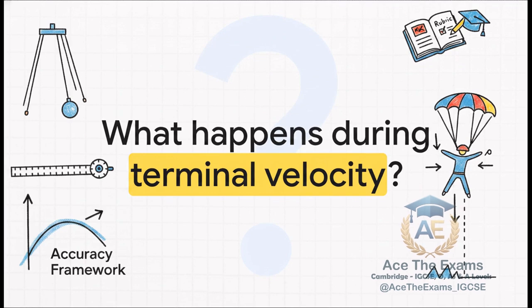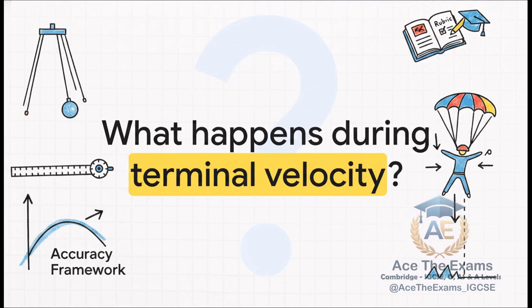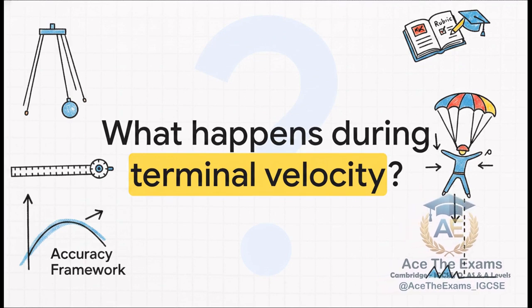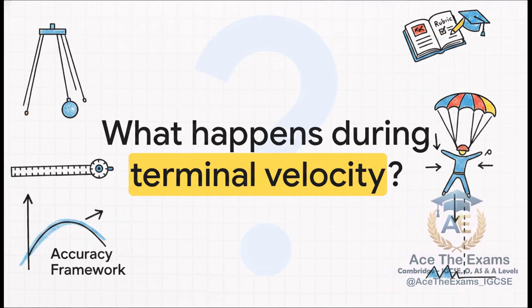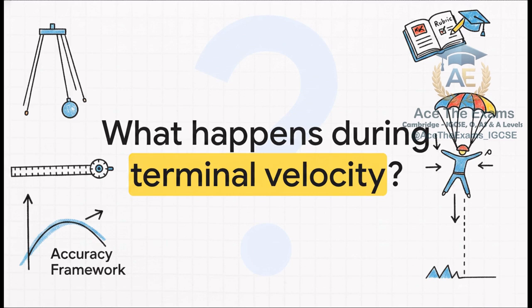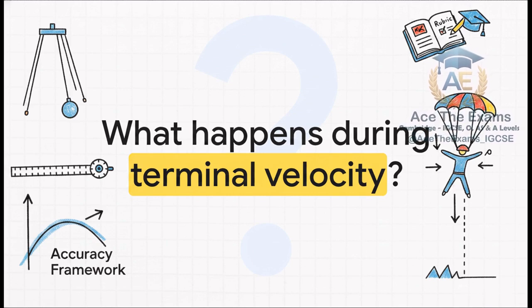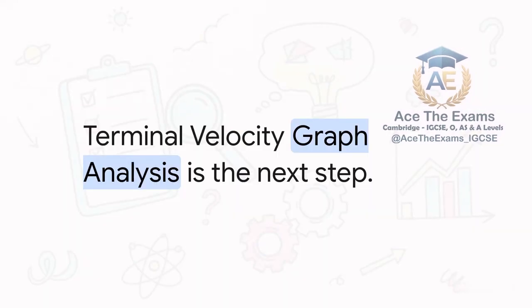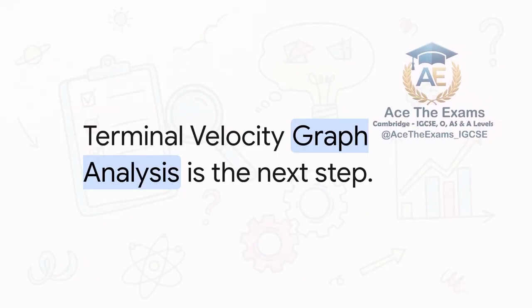All right, we've completely decoded the simple pendulum and the ticker tape timer. We have the accuracy framework locked down tightly. But what happens when the motion isn't a simple repeating pendulum? What happens when you're dealing with an object in free fall, accelerating downward until it hits terminal velocity? That is exactly where our framework needs to be applied next.